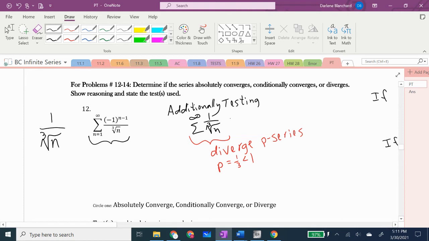And I do want to make sure you're clear that this was produced by taking the absolute value of the original formula. That's a cube root of n. Okay, so I took the absolute value of the formula, I tested that series, I got diverge. Now, I'm testing this series as is. This series is an alternating series.